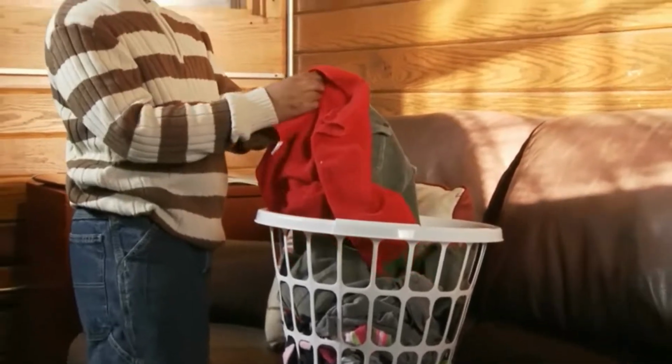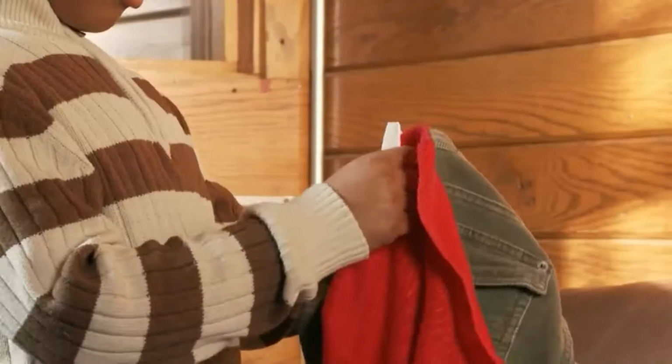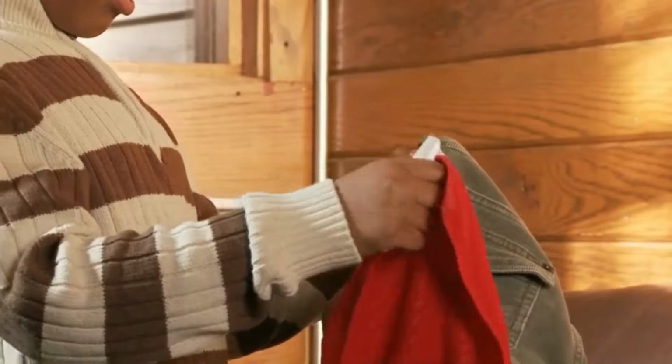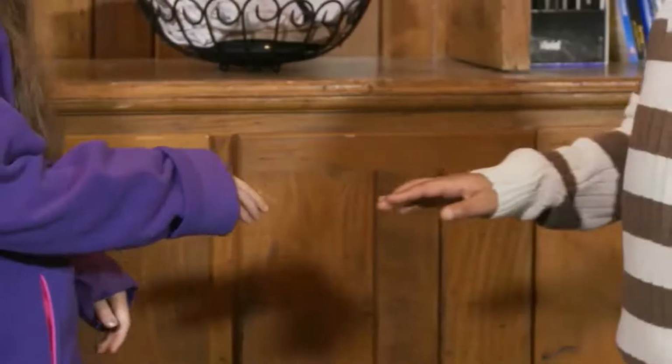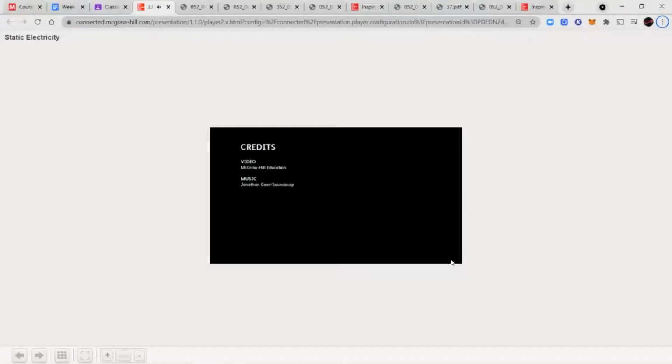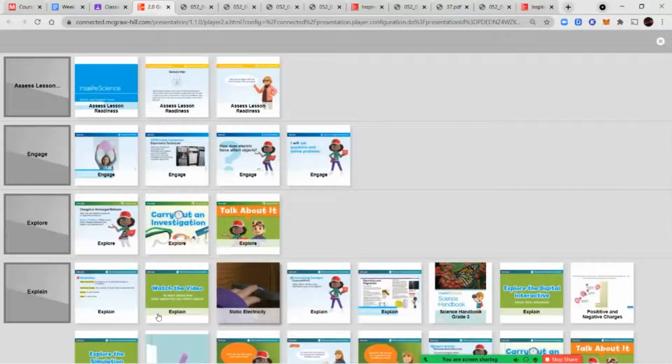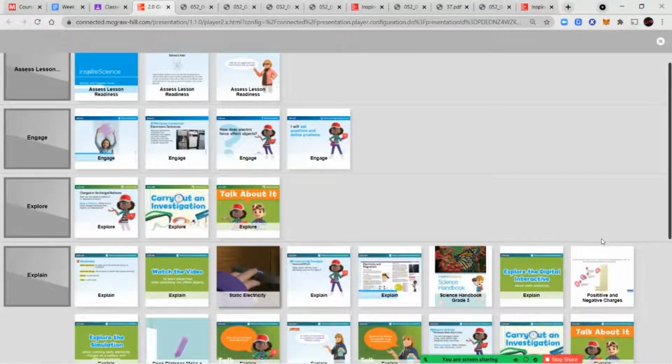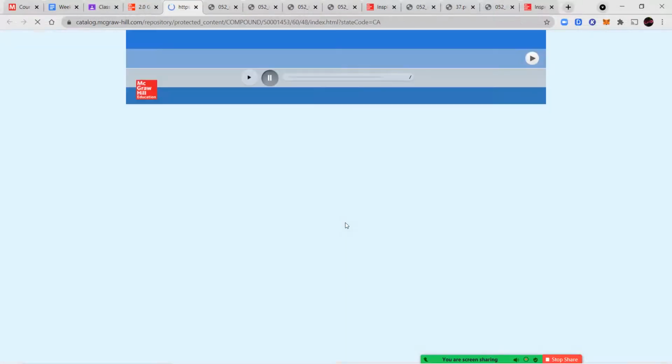Static electricity is why some clothes stick together when you pull them out of the dryer. Can you think of other times you've seen or felt static electricity? So these were all different examples of static electricity that you see and interact with every day. Next, we're going to take a look at the positive and negative charges in our digital interactive.